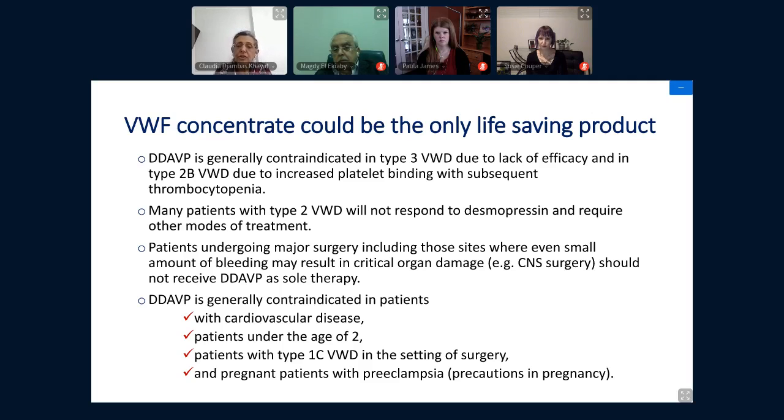Patients who will have major surgery will need this product, and even a small amount of bleeding may sometimes result in critical organ damage. And DDAVP is generally contraindicated with cardiovascular disease, under the age of 2, with type 1C, and in pregnant patients with preeclampsia. So there is certainly a need to continuously advocate for von Willebrand factor concentrate.